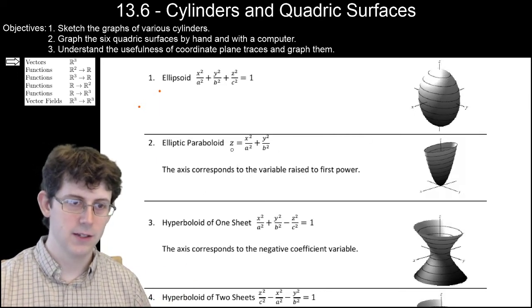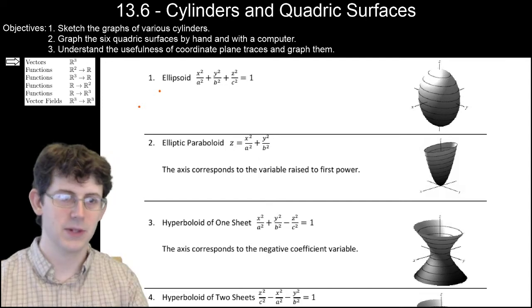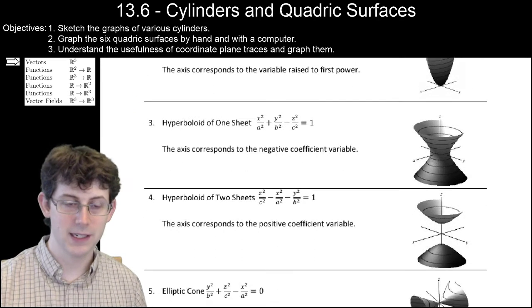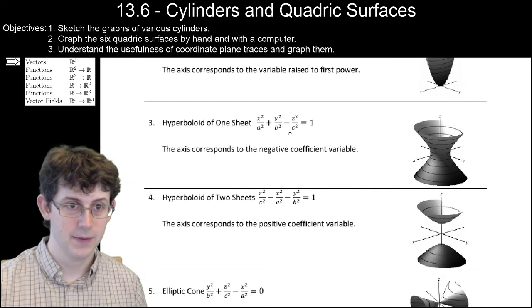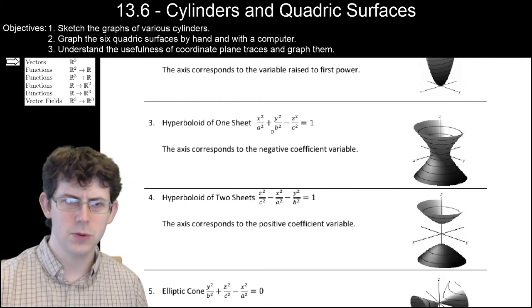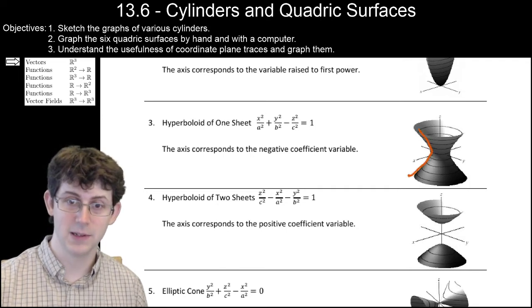To get a parabola, you do some variable equals the other ones squared. To get an ellipsoid, you have all the variables squared and all the same sign. To get hyperboloids, you get it equal to 1 on one side, and then you have 2 of the variables squared and positive and the other one negative. That gives you this kind of hyperboloid.